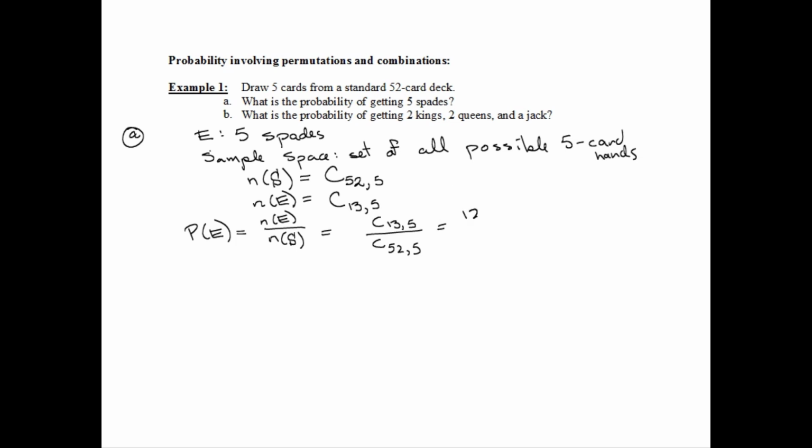So this gives me 1,287 divided by 2,598,960. And so we end up with a probability of approximately 0.000495.